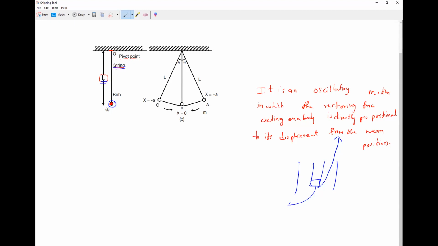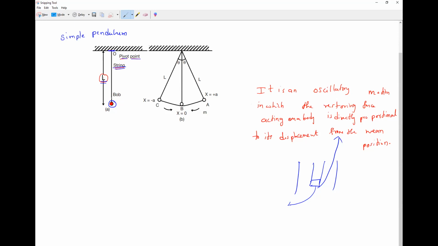L, and a rigid support which is attached to the wall. One end is attached to the wall. That point is called what point? That point is called the rigid pivot point. So this is what we call a simple pendulum. A simple pendulum means rigid support, string, and bob. These are the three things.